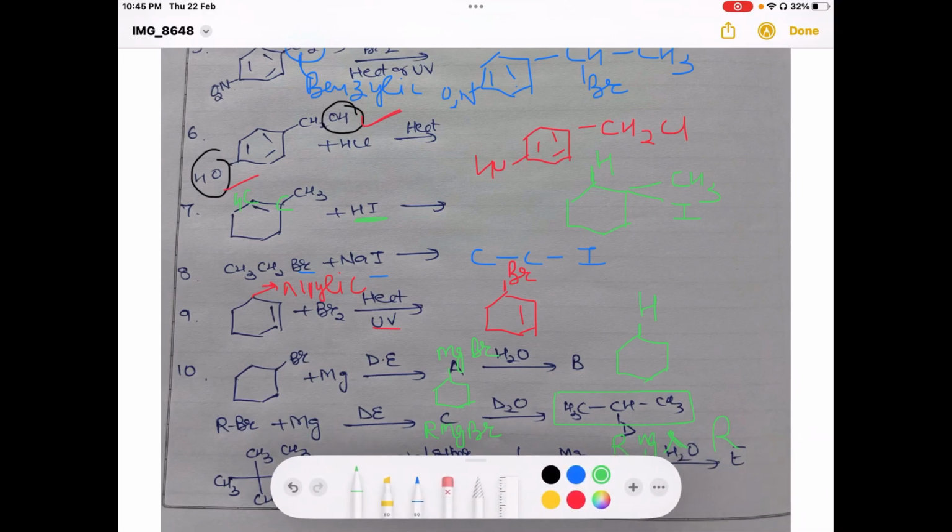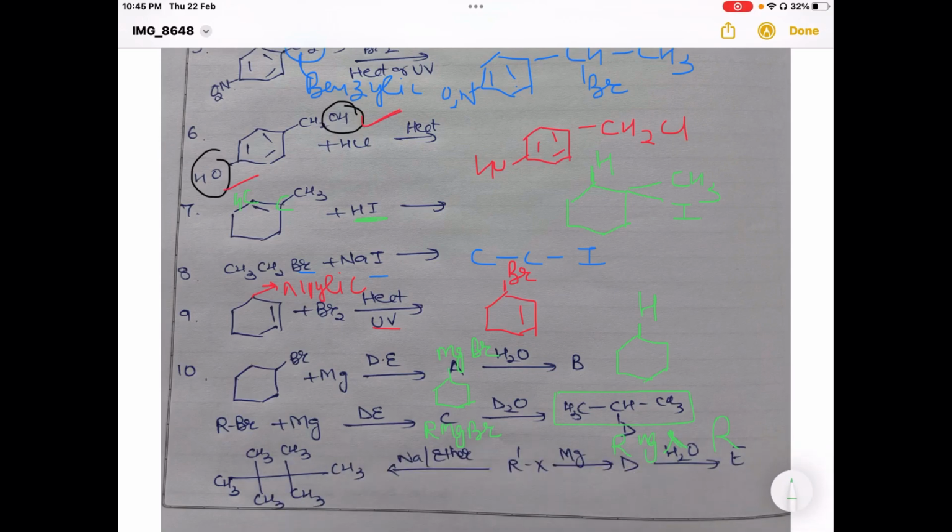Next reaction is the Wurtz reaction, which is a doubling of R, R-R. It means two R's get attached to each other. It means in this case, the R part is this. Tert butyl is the alkyl part here.